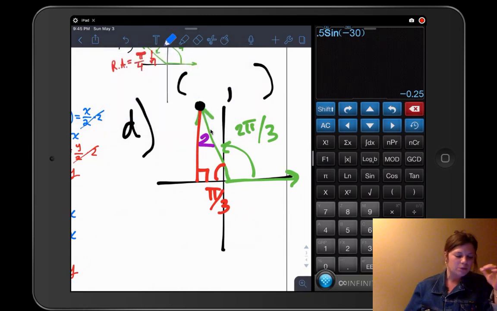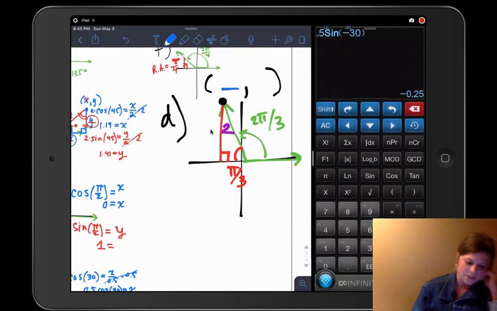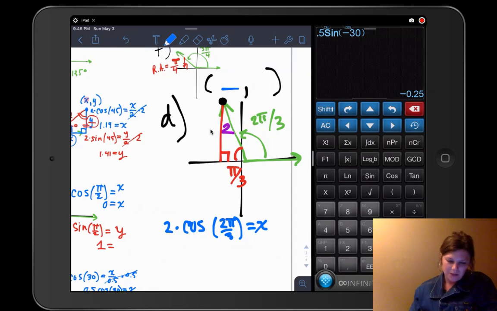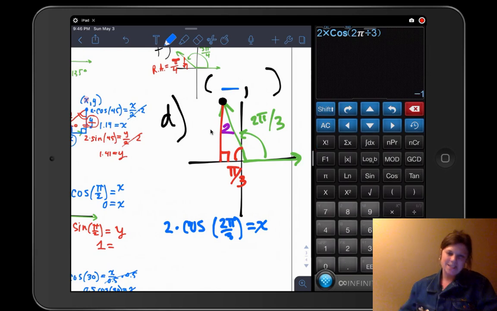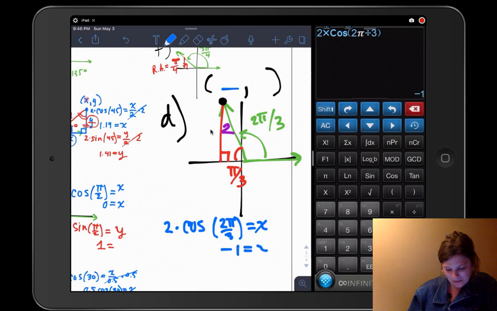Cosine in blue, always doing the x first because the x comes first here. So we got cosine of 2 pi over 3 is equal to x, but we got to multiply by 2 because it's a length of 2. All right, so 2 times cosine of 2 pi divided by 3. And then I think I need to change it back to, yep, radians. Okay, let's do it. I'm so excited. Yeah, I got a -1.